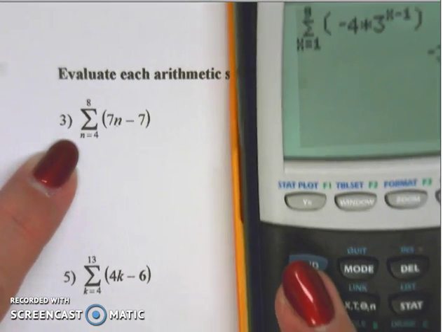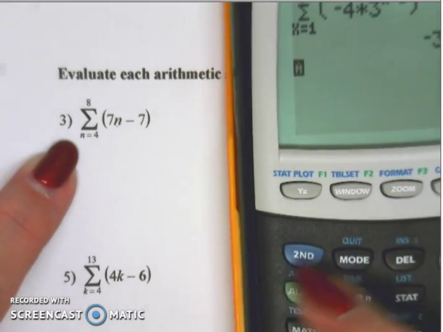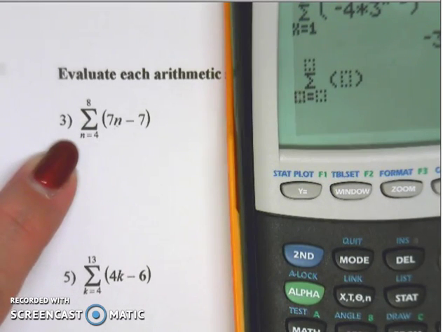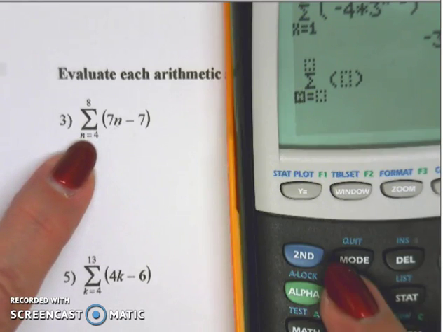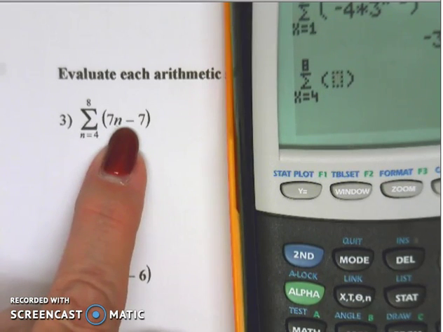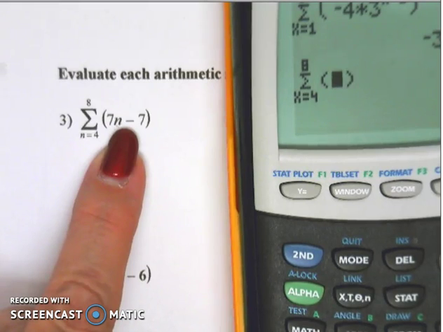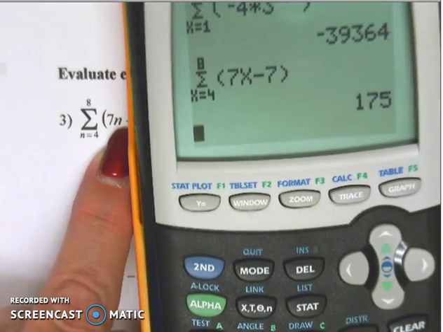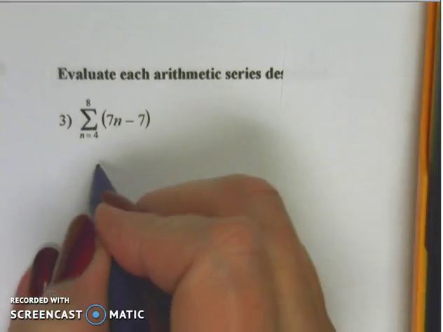Again, to put it in the calculator, alpha, window, number 2. You can use an N. I'm just going to use the X equals 4. I'm going to arrow up to the top, put in my 8, arrow over, and remember, all of this must be inside that parenthesis. 7x minus 7. Arrow out, press enter, and my answer is 175.